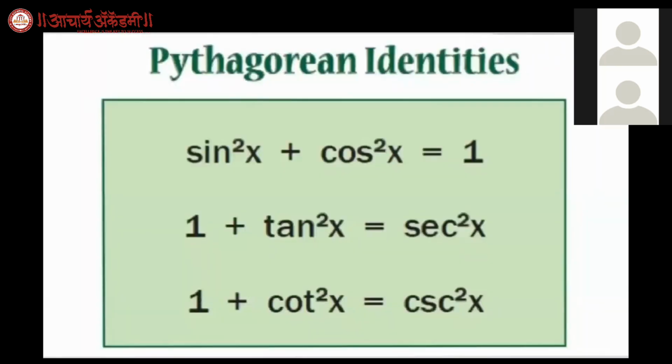So here are three important Pythagorean identities, that is sin square x plus cos square x is equal to 1, 1 plus tan square x is equal to sec square x, and 1 plus cot square x is equal to cosec square x, where x is the angle. There are many more identities, but those are in higher classes. For now, these are the important identities for you all.